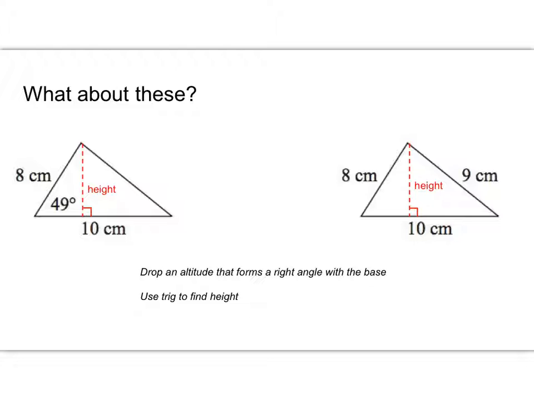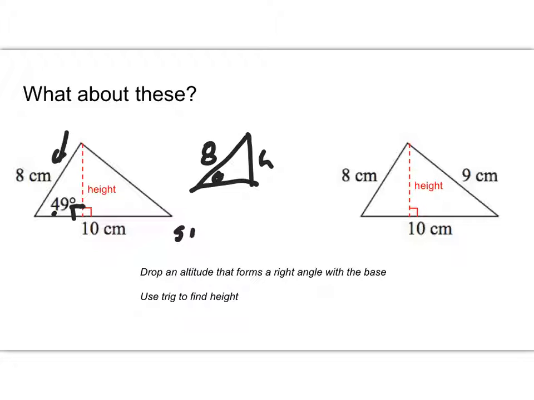We can use right triangle trigonometry to find that height, because if you'll notice, over here I have my right angle, over here I have a hypotenuse, and over here I have an angle. If I take that and separate that out, I have the angle, I'm looking for the opposite side, and I have the hypotenuse. Hopefully you know by now that I can use the sine ratio to find that height.